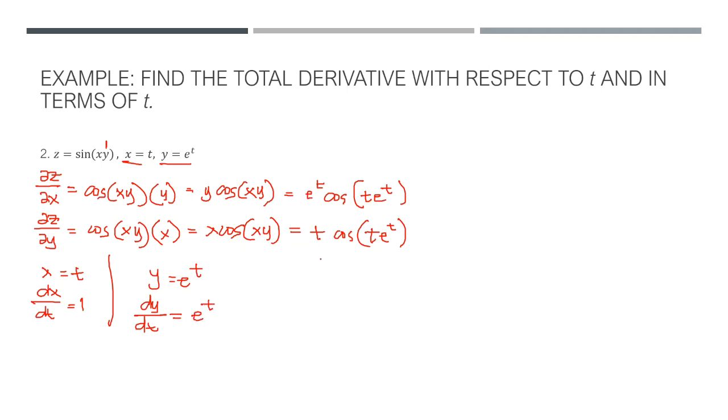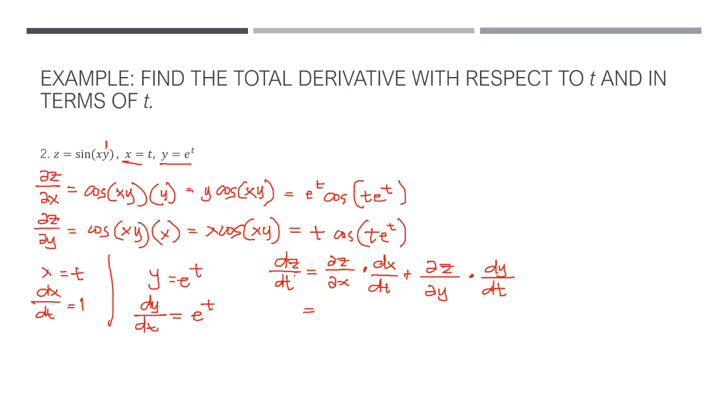Okay, so finding the total derivative of z with respect to t, this is just equivalent to the partial derivative of z with respect to x times the derivative of x with respect to t plus the partial derivative of z with respect to y times the derivative of y with respect to t.